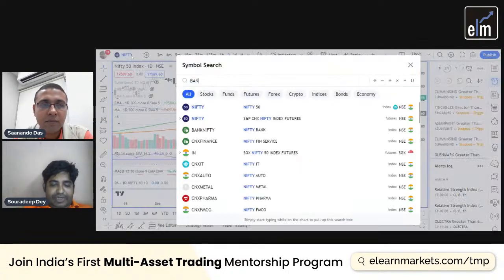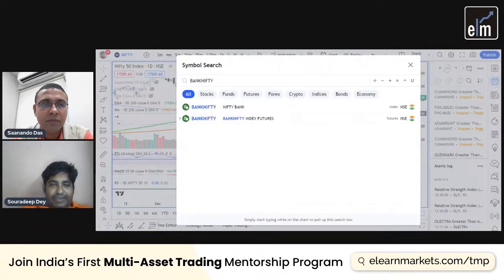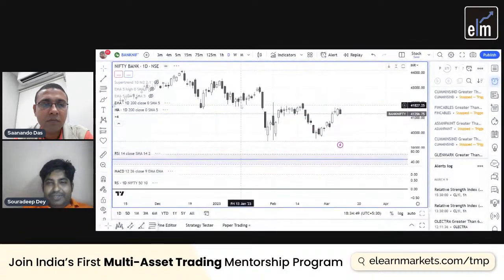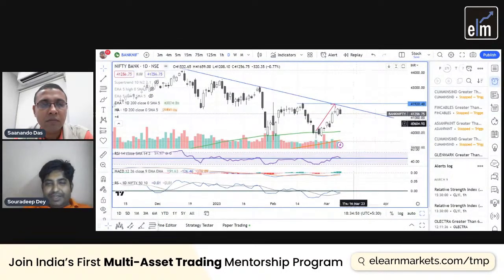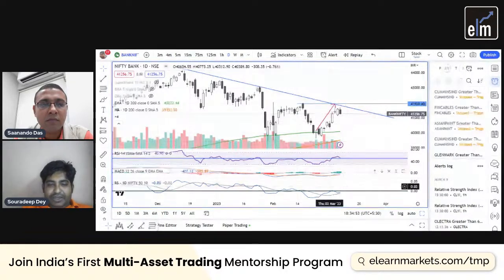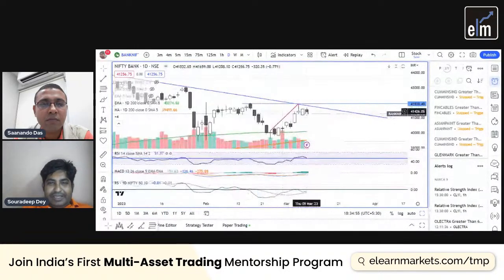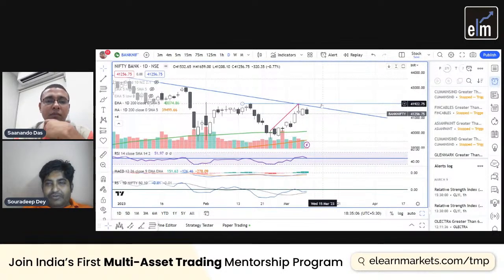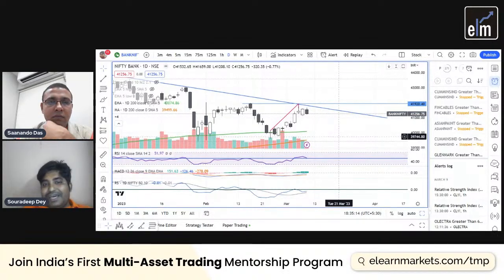If I'm talking about Bank Nifty, this has been completely kind of an inside bar, not exactly an inside bar, because the wick was a little bit higher. So it is directionless right now. Above 41,670, it can go to 41,900, but below 41,100, we may see a decline towards 40,184. But still, it is directionless.